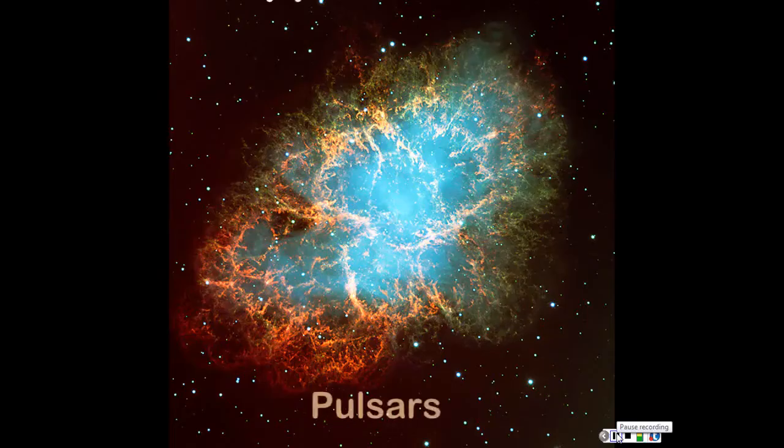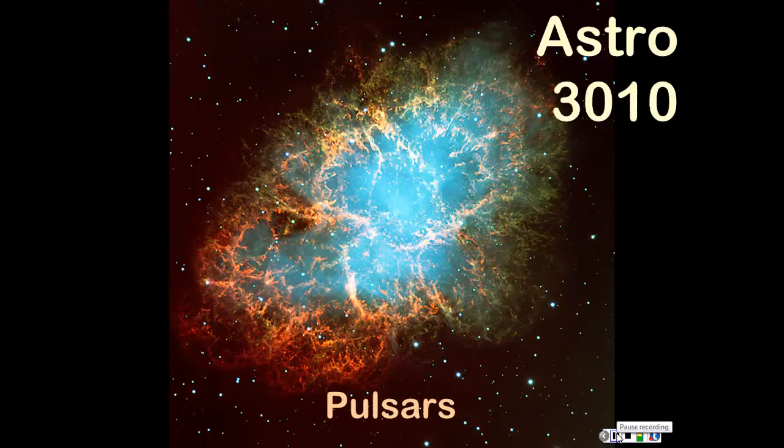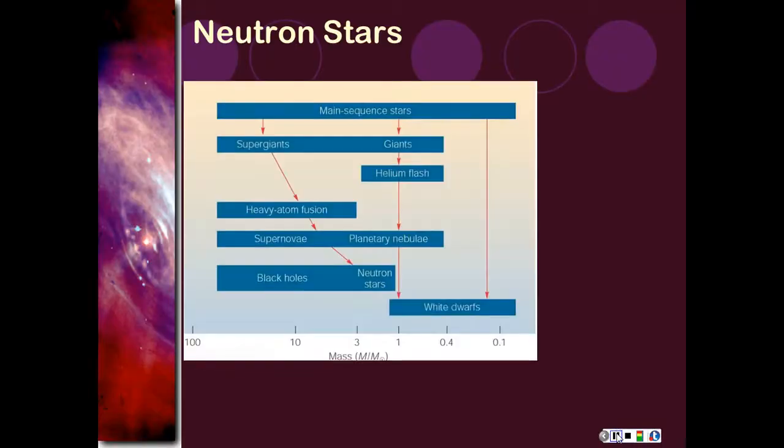So next topic is pulsars and neutron stars. So let's talk about neutron stars. Remember we talked about how if you have a core collapse supernova, so a high mass star that goes through creating heavy elements, we get a supernova, and as long as they're not too massive, we end up with a neutron star in the center.